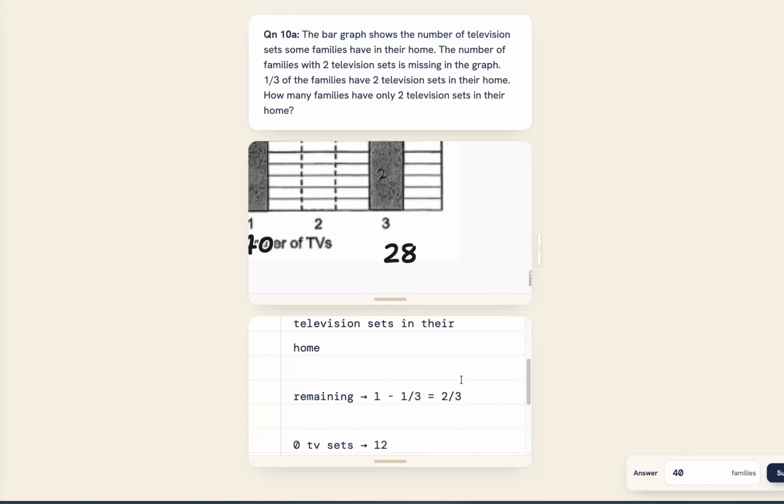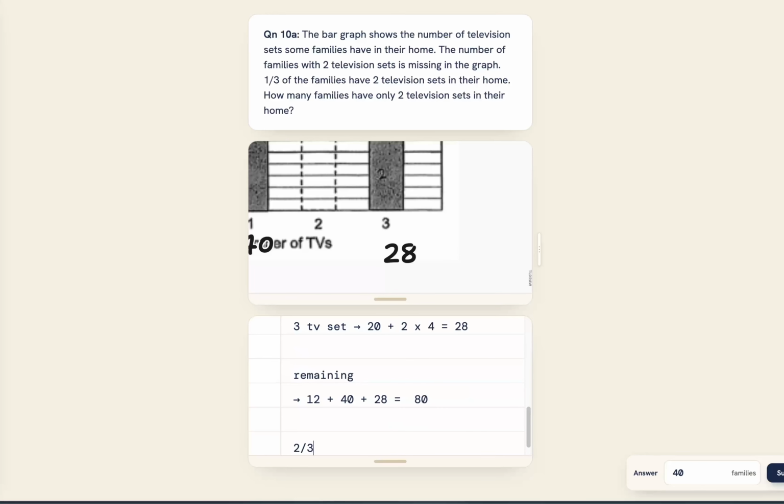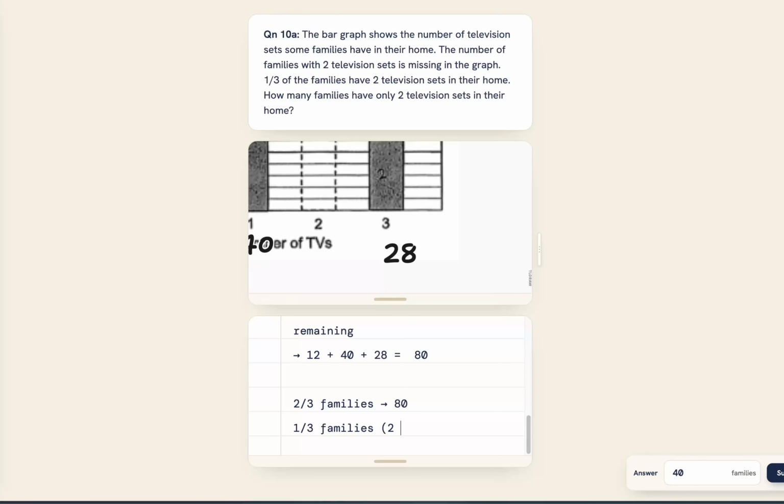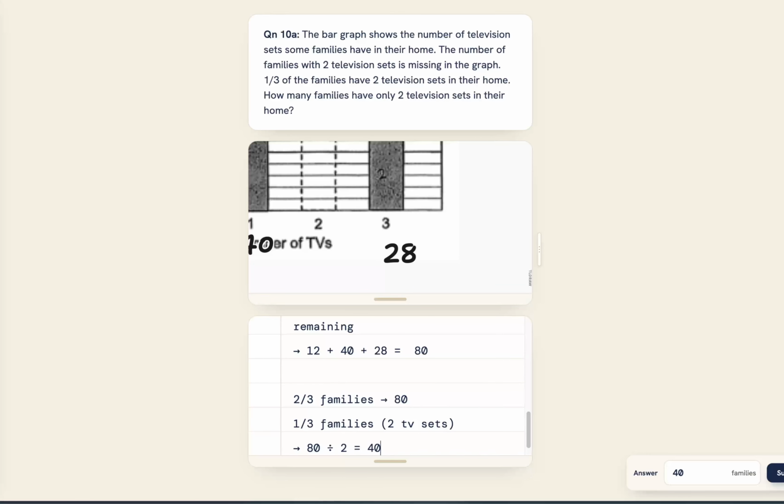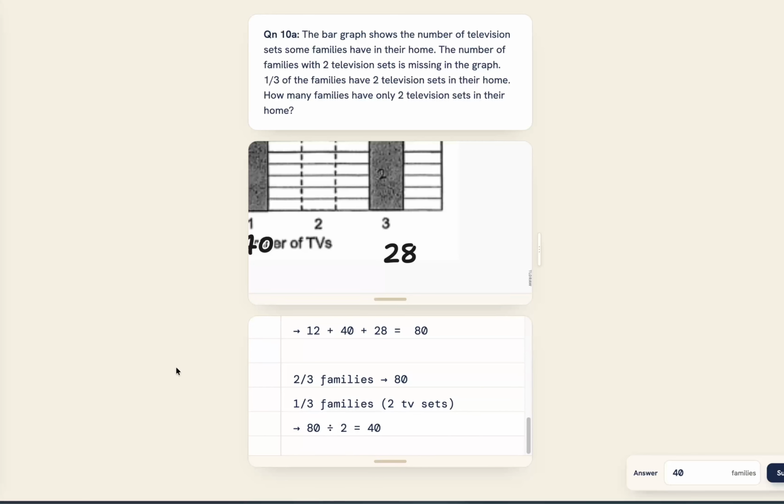Since remaining in terms of fractions is 2/3. So 2/3 of families is equal to 80. So 1/3 of families, which are 2 TV sets, is 80 divided by 2. This will give us 40. There you go. So the answer is 40.